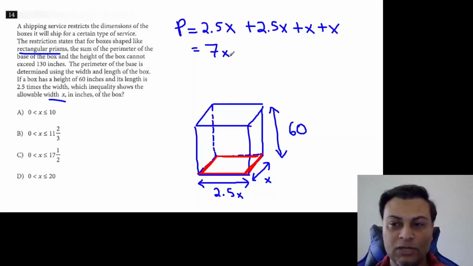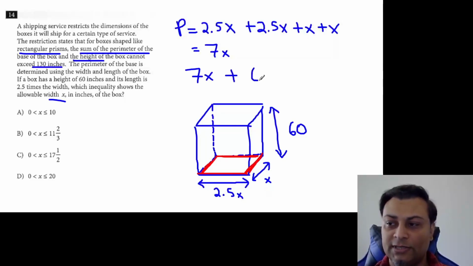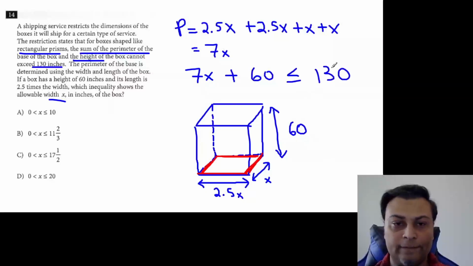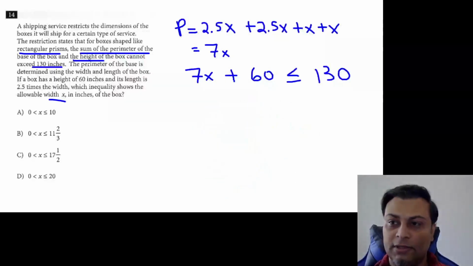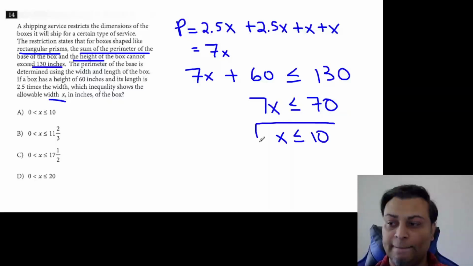Okay. Now it says the sum of the perimeter and the height cannot exceed 130. So that perimeter that we just figured out was 7x plus the 60, which is the height, has to not exceed 130. And then we have to solve this. So let me clear this up. When you subtract 60 from both sides, you get 7x is less than or equal to 70. Divide by 7, x less than or equal to 10.